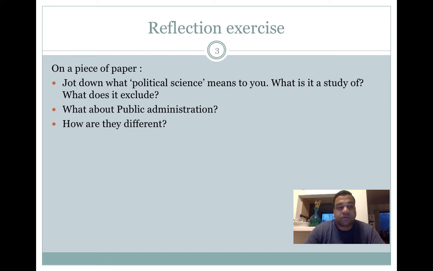So just to understand where you stand today, and hopefully by the end of this class and by the end of this course, you'll have a much deeper and more critical response to offer when anybody asks you this question. So also jot down how you think they're different, like what makes them distinctive.